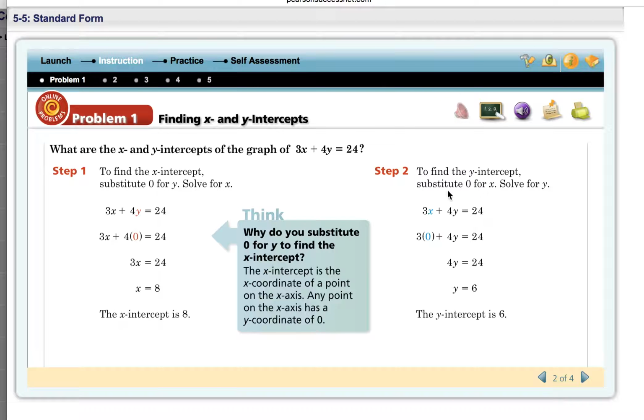So to find the y-intercept, we substitute 0 for x. Here's our original equation. We put in 0 for x, right here. We know that 3 times 0 is 0, so it's just 4y equals 24. And we know that 4 times 6 is 24, so our y-intercept is 6. What that means is that if you put a point at positive 6 on the up and down line, the y-axis, and you put another dot at 8 on the x-axis, you can just connect those two points and you've graphed this thing. It's really that simple, and this is one of the quickest and easiest ways to graph an equation.